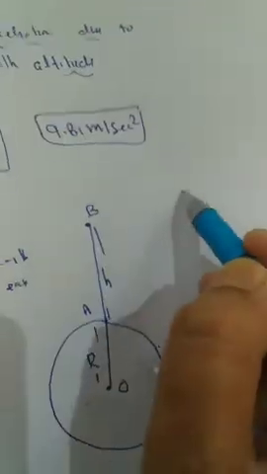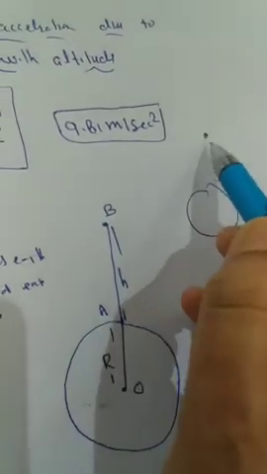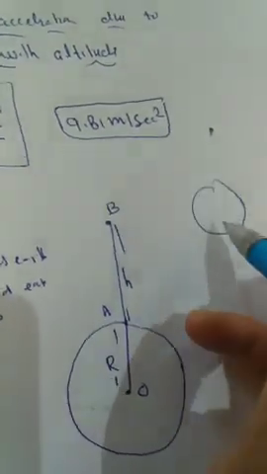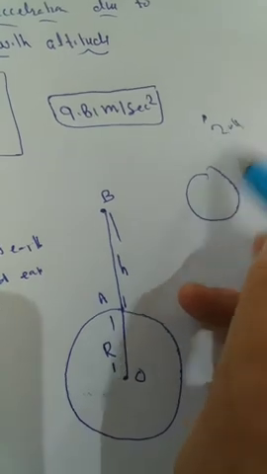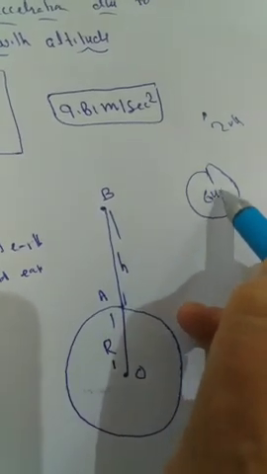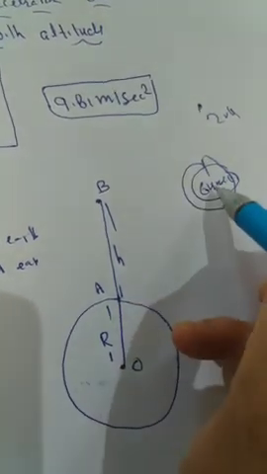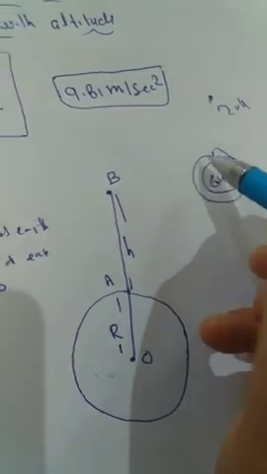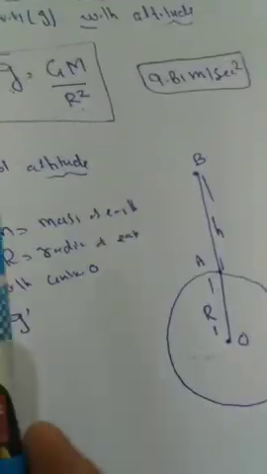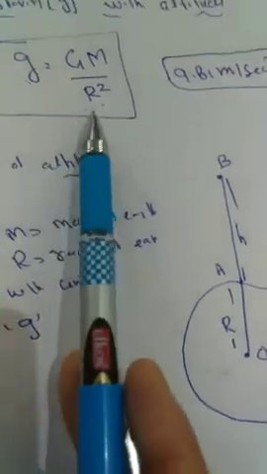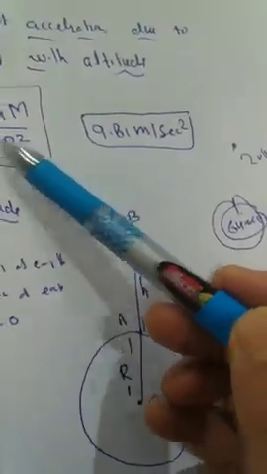But I have told you, when we take a body above the surface of the earth, suppose at a height of 20 kilometer, the radius of the earth is 6400 kilometer, so this 20 kilometer is negligible. That means we are taking it as the radius, but actually this is not a radius, it is the distance between two bodies. That means the distance between two bodies affects the value of g.